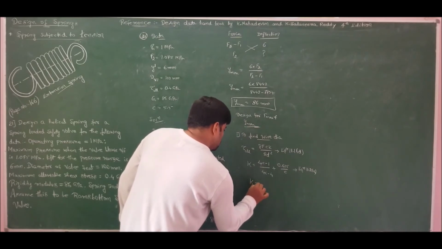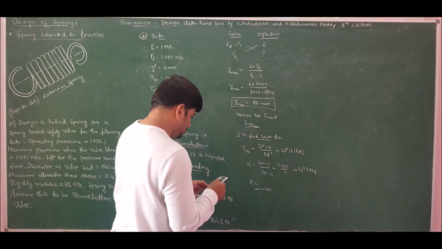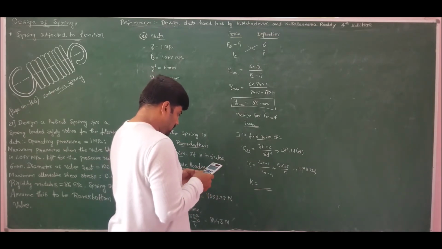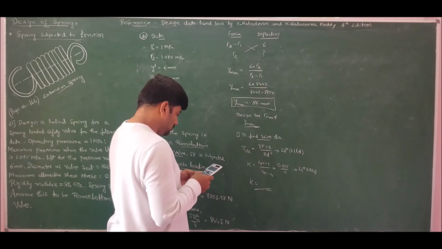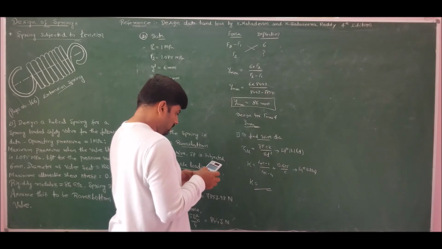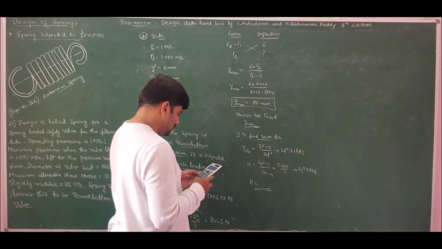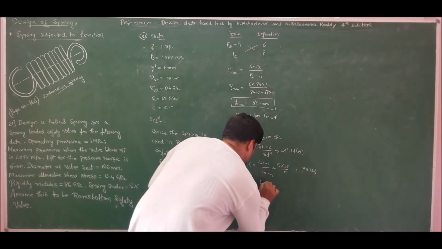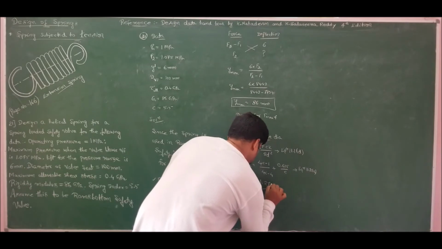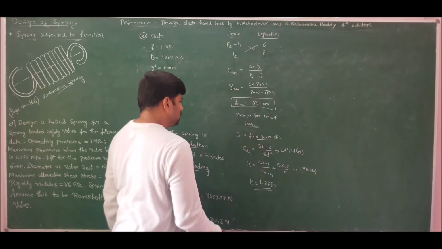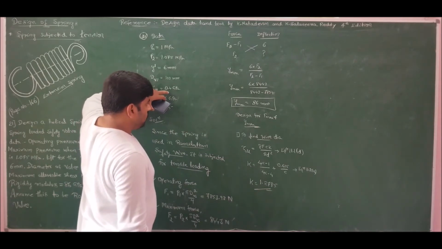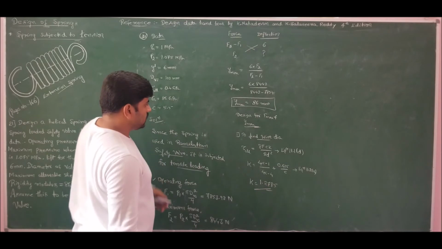If I substitute, I will get the value of K as, spring index is 5.5, 4 into 5.5 minus 1 divided by 4 into 5.5 minus 4 plus 0.615 by 5.5. So Wahl's correction factor is turning out to be 1.2785. So we know all the values. Tau allowable is known, 400 megapascals. Force is also known, C is also known. The only unknown is diameter.